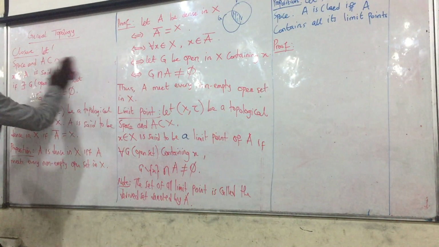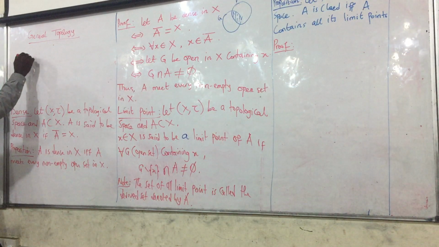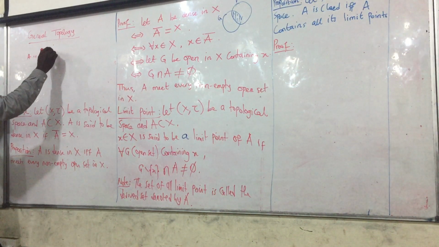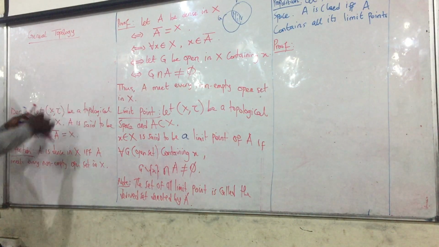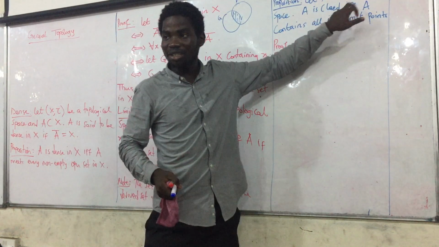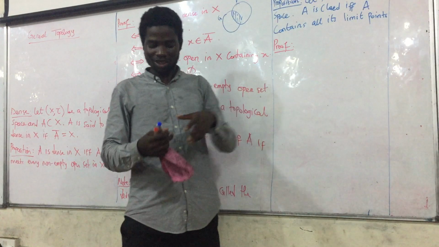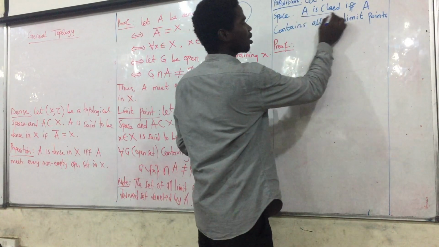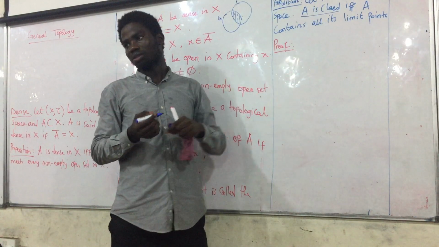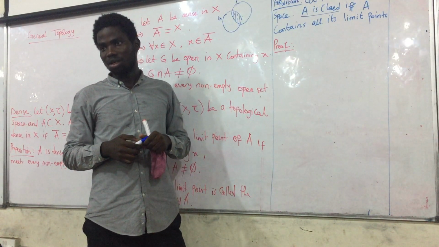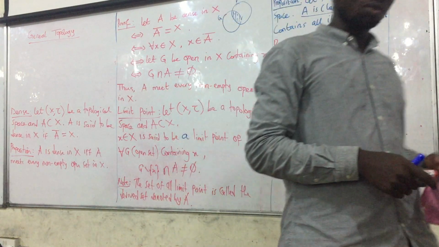Let me show you. See now. I said that A is closed if and only if A contains all its limit points. This one that I wrote, A is closed, that means the definition of closed here is that A complement is open. A complement is open if and only if... Yes. Thank you very much. That's what we want to do now. Do you understand?